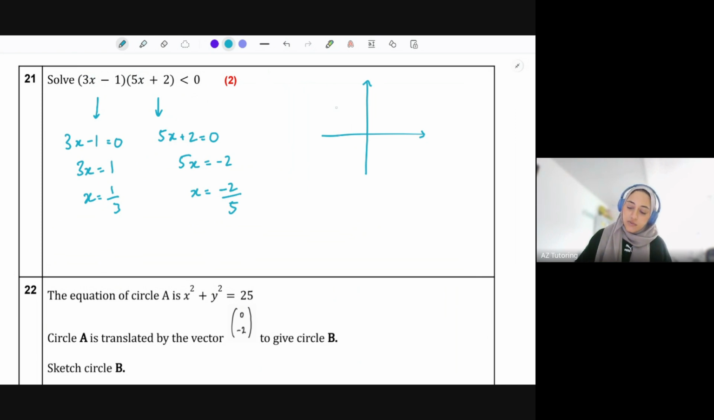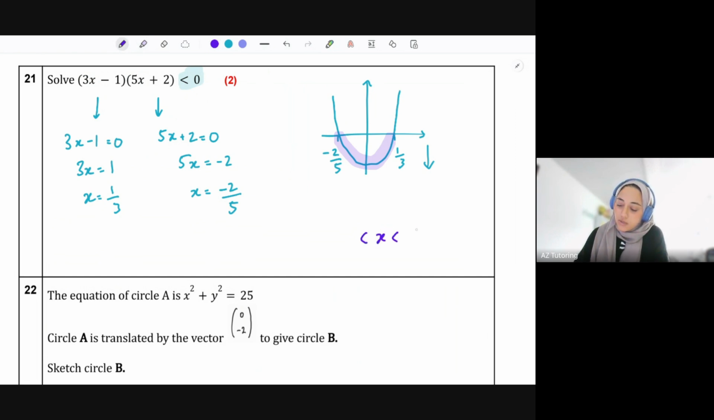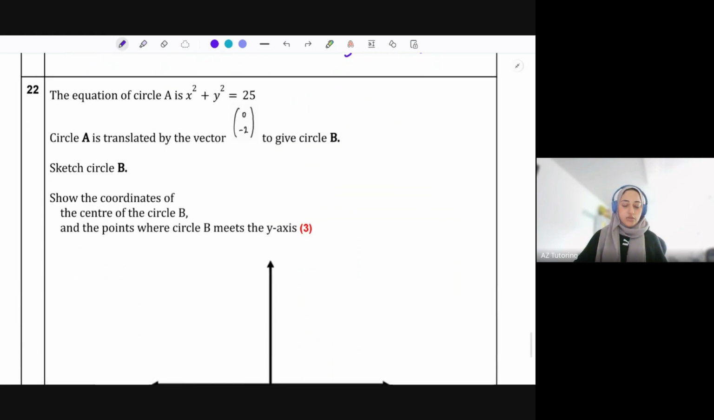I can say minus 2 over 5 is over here, and it's just a sketch, so that's minus 2 over 5. That's a third. We want to solve it when it's less than 0. Remember, less than 0 is below the x-axis. So it's just these values here. How do I represent that as an inequality? Well, x is between minus 2/5 and a third, because x is all these values in between here. So that's my answer for question 21. Let's move over to 22.